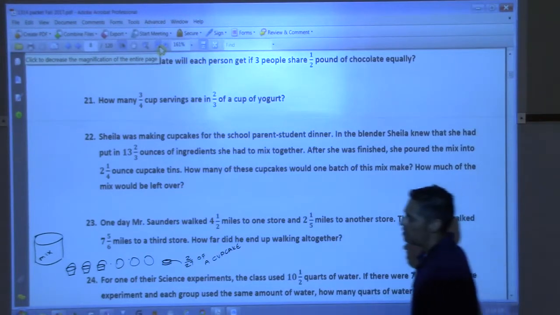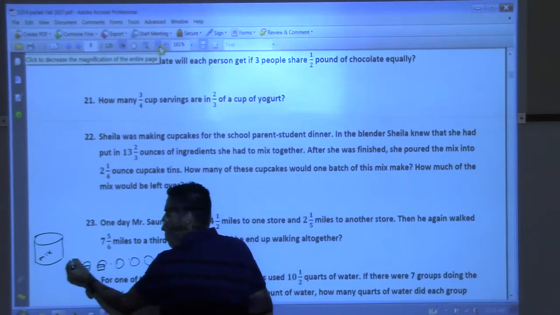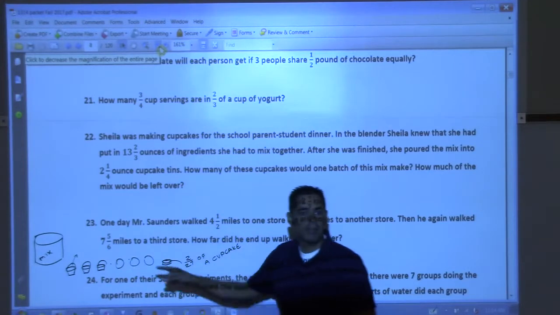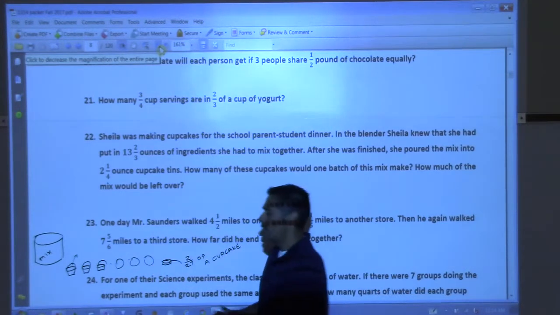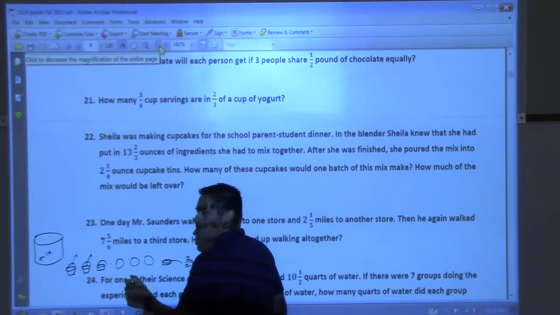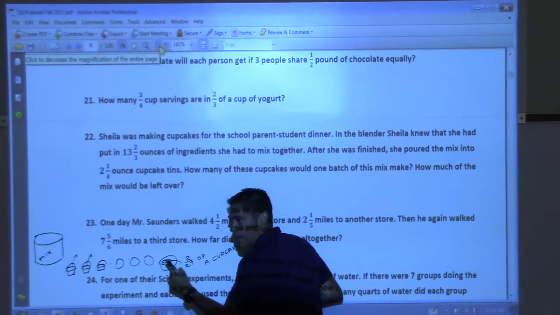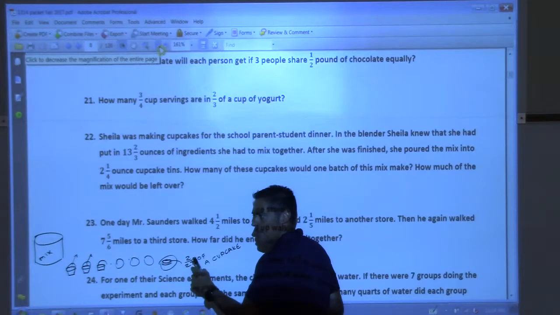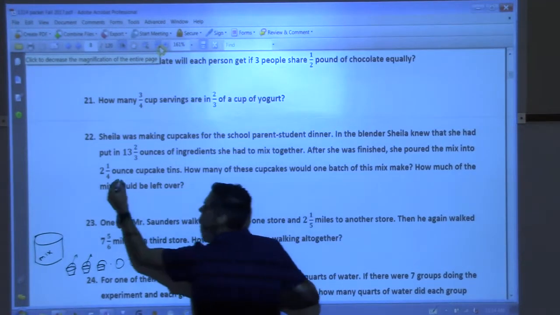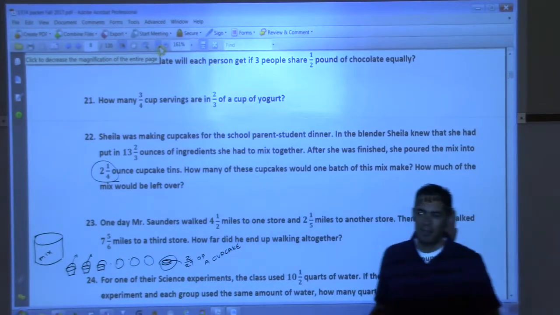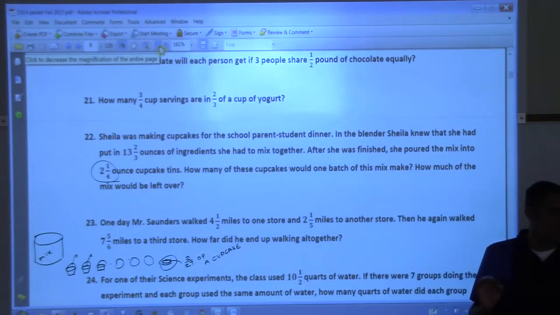Think about each of these cupcakes. How many ounces is in that cupcake? 2 1/4. How much is in this cupcake? 2 1/4. 2 1/4. Okay, how many ounces are in this cupcake? Not 2/27. It's 2/27 of a 2 1/4 ounce cupcake. That's the way you can get the 1/6.